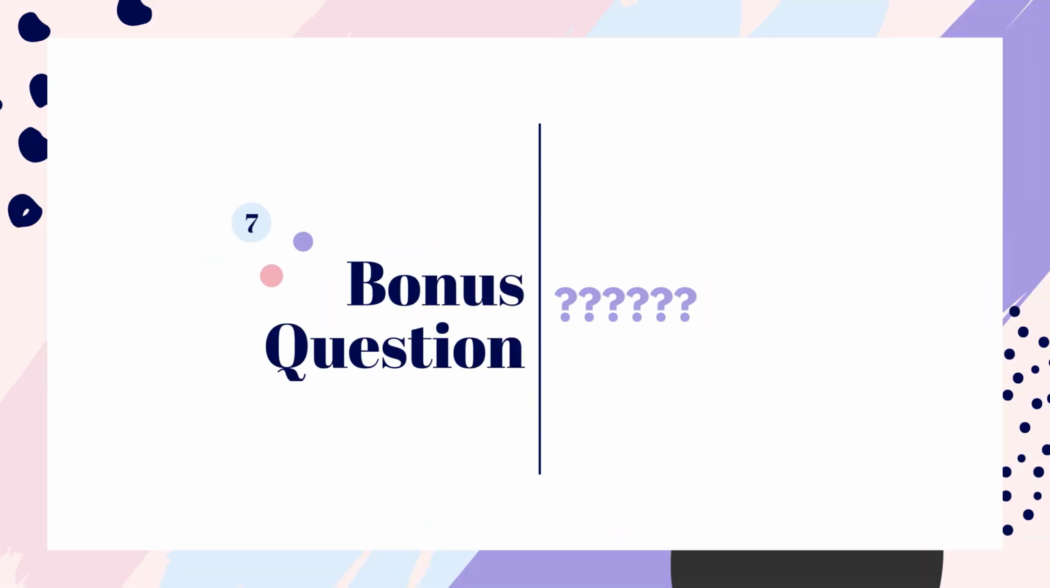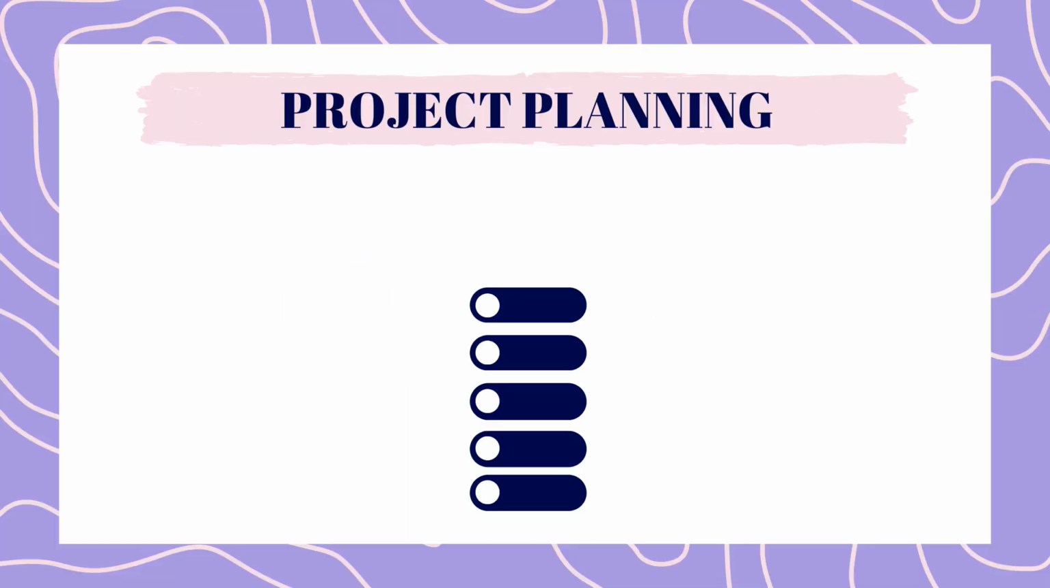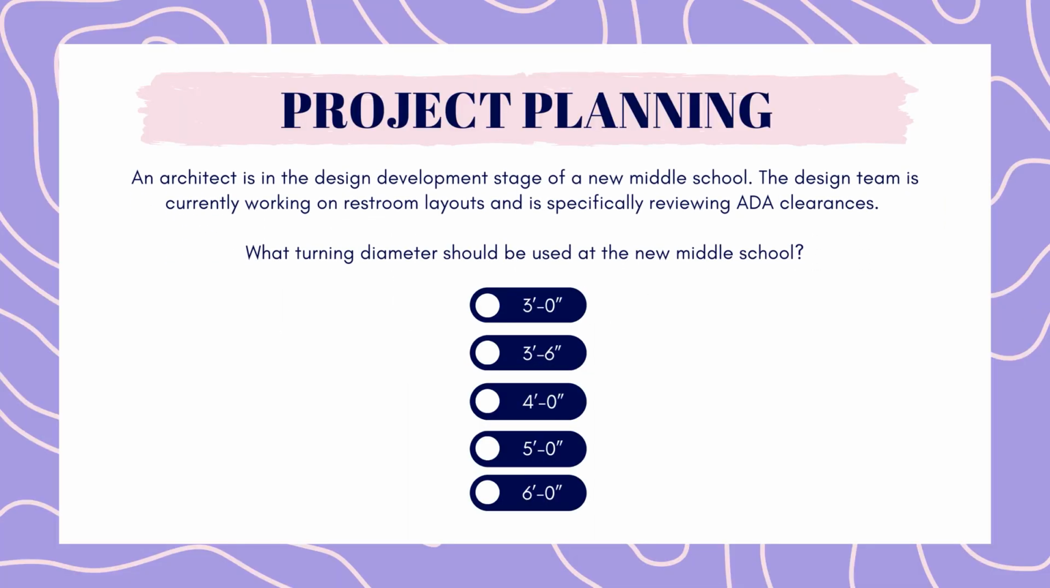Last but not least, our bonus question is: an architect is in the design development stage of a new middle school. The design team is currently working on restroom layouts and is specifically reviewing ADA clearances. What turning diameter should be used at the new middle school? 3 feet, 3 feet 6 inches, 4 feet, 5 feet, or 6 feet? And the answer is 5 feet.